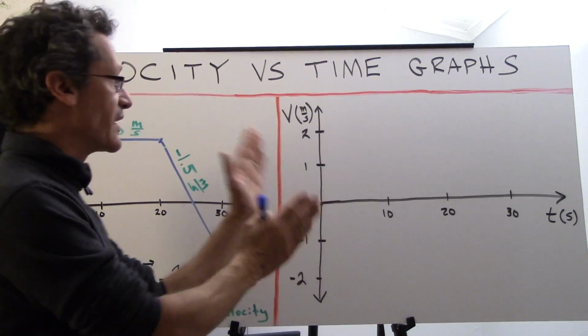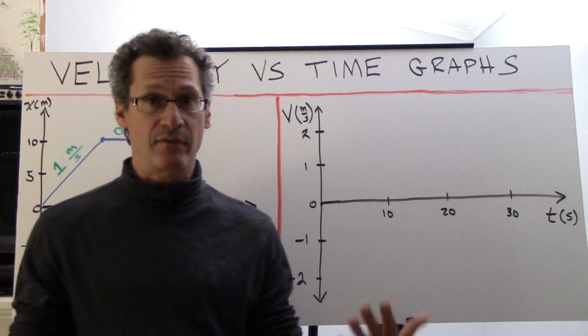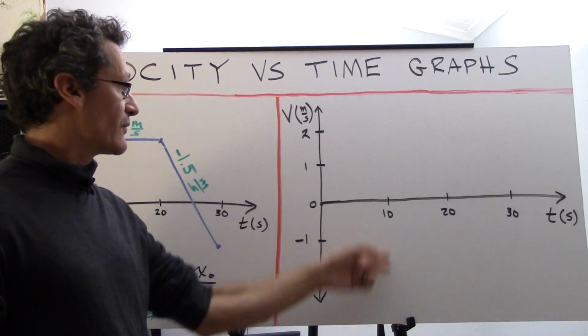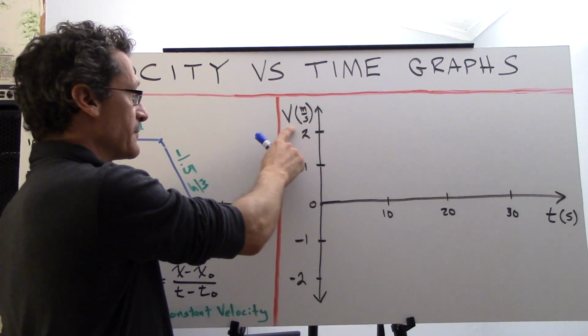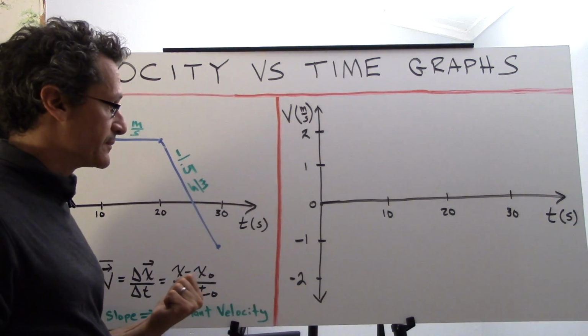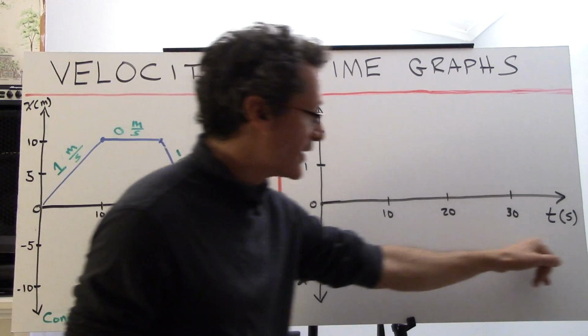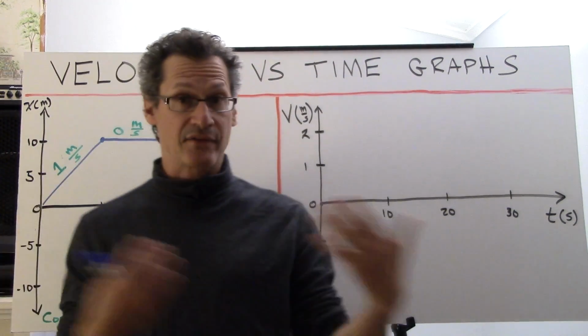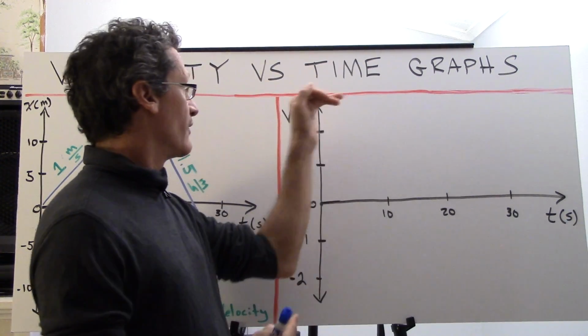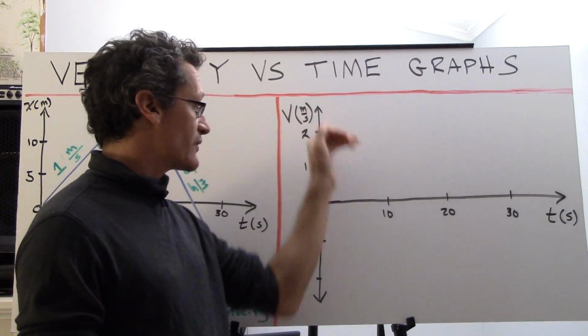So what I'm going to do is encode that information in a different format. It's called velocity versus time. On the vertical axis, I now have this variable here, v, and the units are meters per second. And what I have over here is time in seconds. Same axis as before. It's still a versus time graph, but now it's velocity versus time.